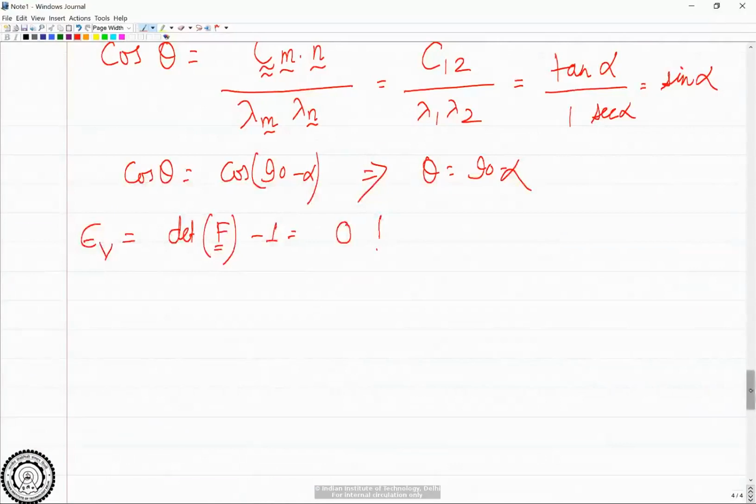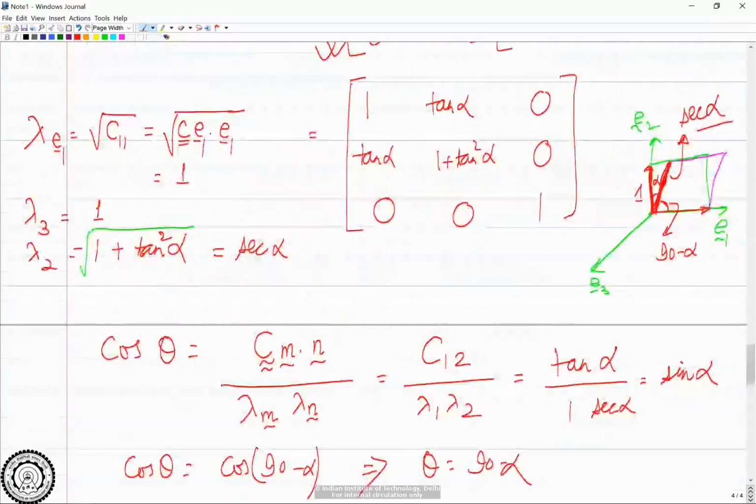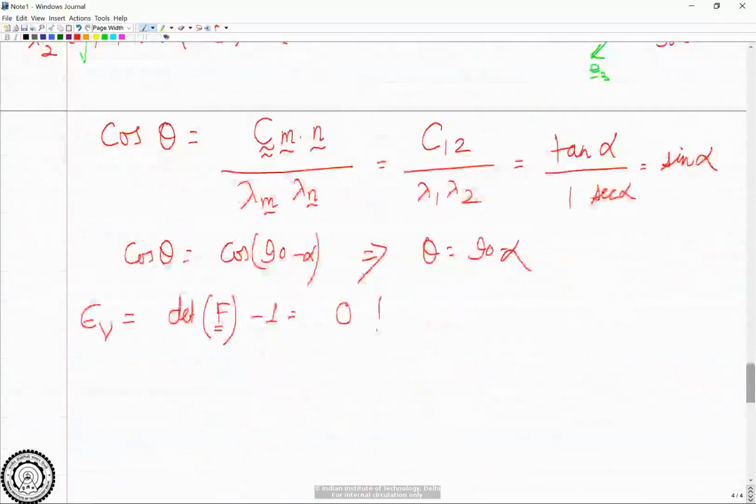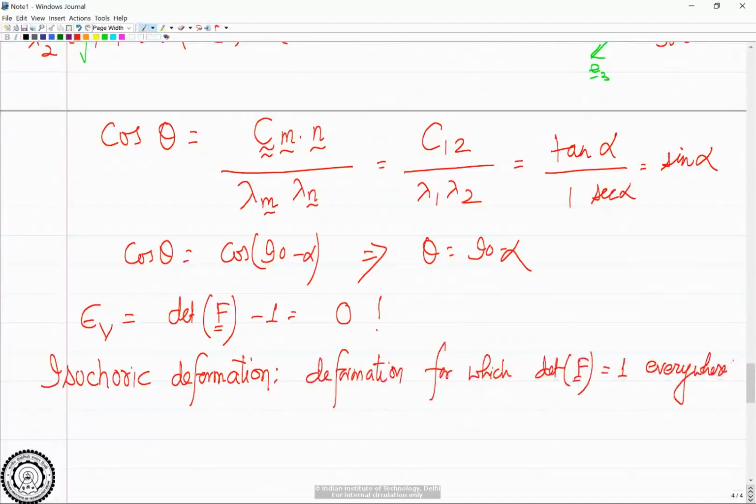Okay, so in this case, the volumetric strain is 0 everywhere. So therefore, we also say it is a case of isochoric transformation. So you have a new terminology, isochoric deformation. This is the deformation for which the determinant of F is equal to 1 everywhere. So no volume change even locally.